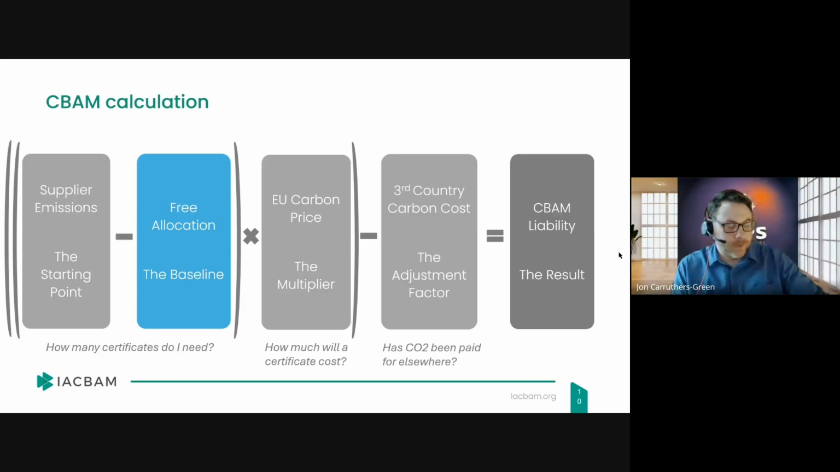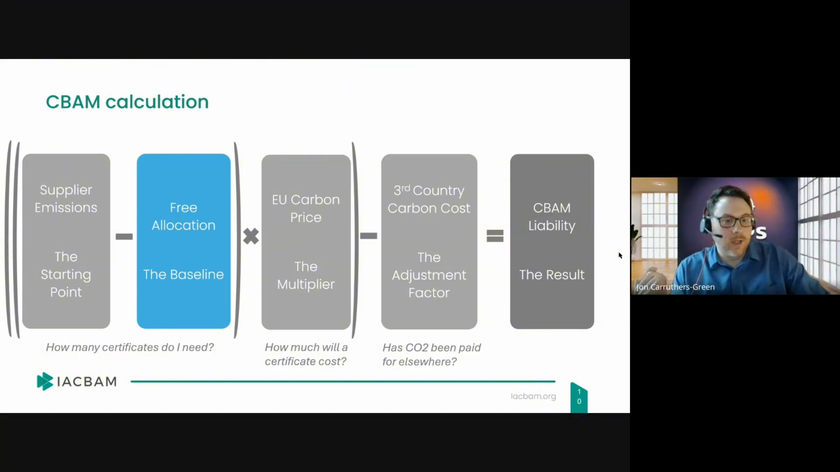So let's move on to the next section within the calculation, and that's the free allocation. I've also heard these known as the European benchmarks. There's a lot of confusing language within CBAM, but I'm going to try and stick to free allocation where I can. Like I say, you may see the odd European benchmark in my slides when I haven't quite caught it properly. What is the free allocation? This is essentially the baseline for your calculation when it comes to working out how many certificates you're going to need.